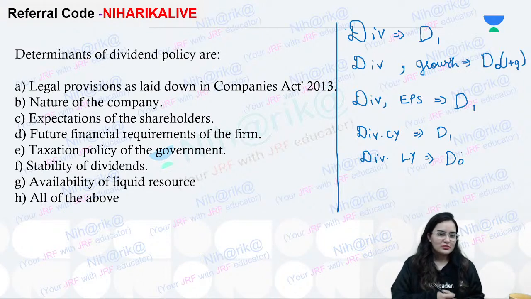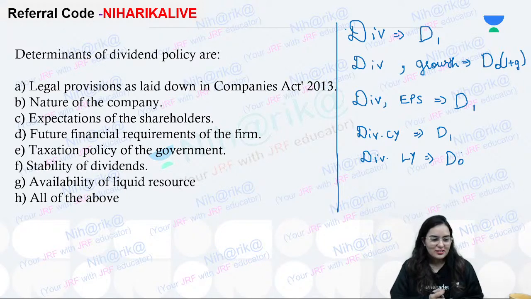Now see, this is the question. What do you think? What are the determinants of dividend policy? Please tell me. You have to tell me A, B, C, D, E, F, G or H. Which option is correct?